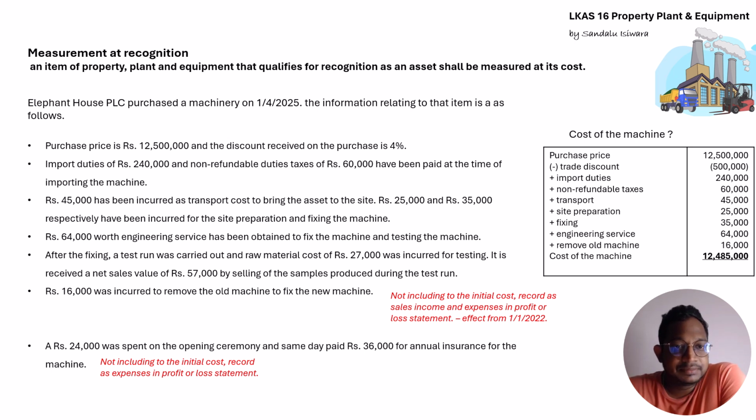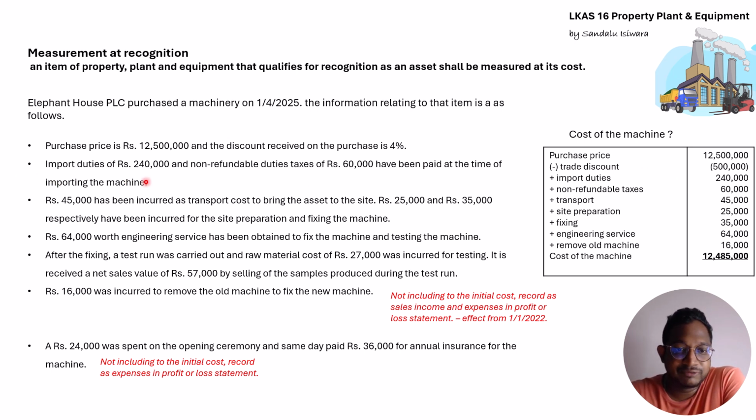Let's discuss an example for measurement and recognition, right? So here my example is Elephant House PLC purchasing machinery on 1st of April 2025, and this information is given relating to that. First thing, purchasing price 12,500,000 and the discount received at the purchase is 500,000. Yes, you should include this purchasing price after deducting the trade discount. Here, purchasing price 12,500,000 and the trade discount 500,000 you should minus.